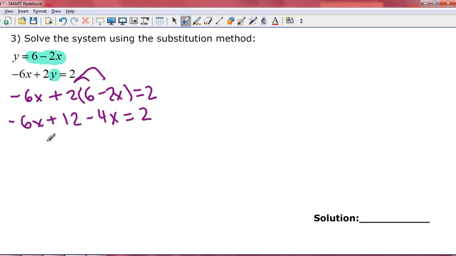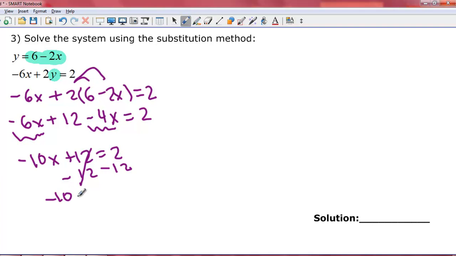And then we can combine like terms. We have negative 6x and negative 4x. That gives us negative 10x plus 12 equals 2. So we want to subtract 12 from both sides, and we get negative 10x equals negative 10. And then when we divide both sides by negative 10, we can see that our result is x equals 1. Positive 1. A positive 1, exactly.